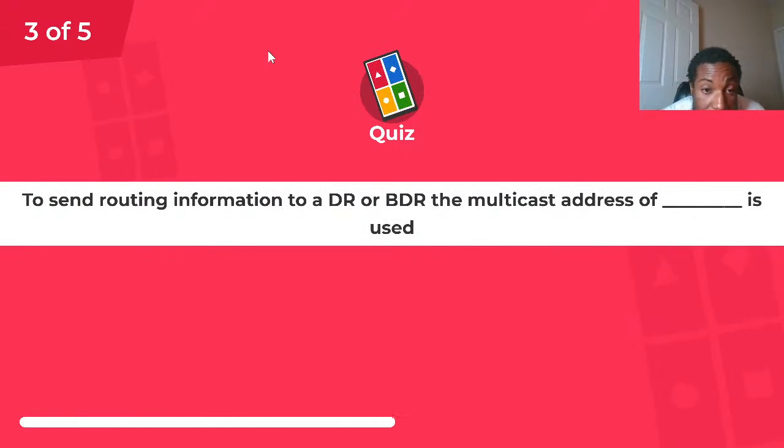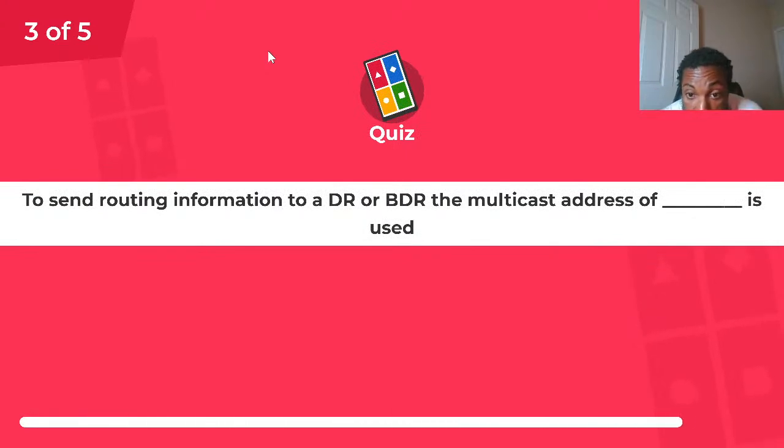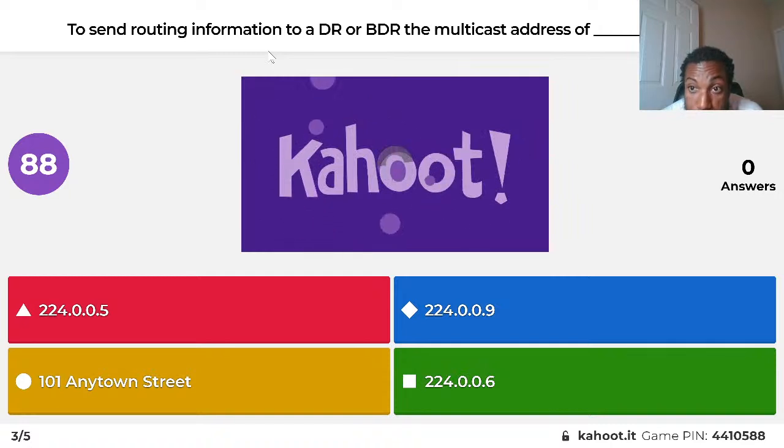To send routing information to a DR or BDR, the multicast address of blank is used. I'm trying to remember this one too. Okay, yeah, I remember that.